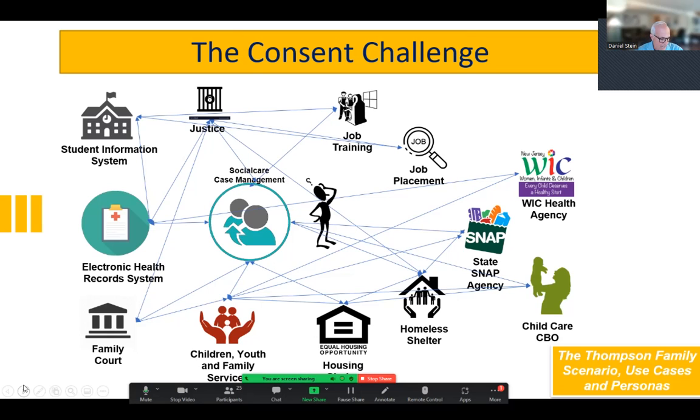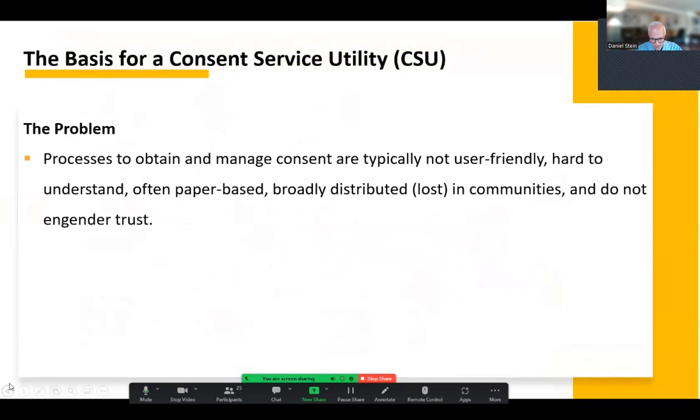The point of mentioning that now is that there is a scenario that includes use cases that can really represent the complexity of the kinds of problems and issues we're facing out there. I'm mentioning that because there's a lot of good work out there that we can build on. Just a few more slides here about the basis for consent service utility. The problem, which I've heard about already a lot today, is that the ability to obtain and manage consent is typically not user-friendly. It's hard to understand. It's often paper-based, broadly distributed in the community.